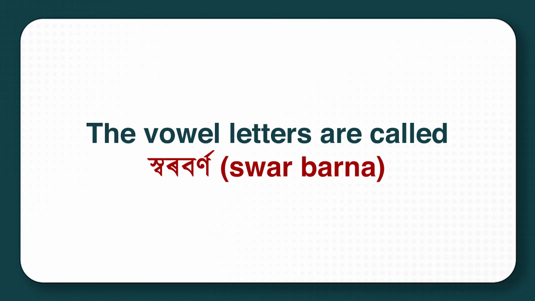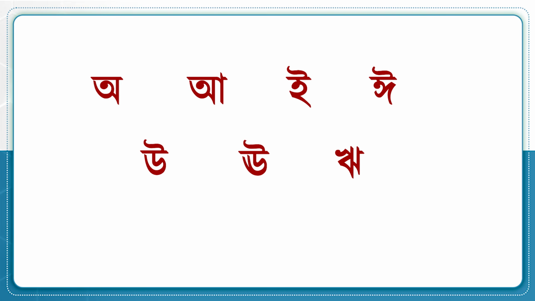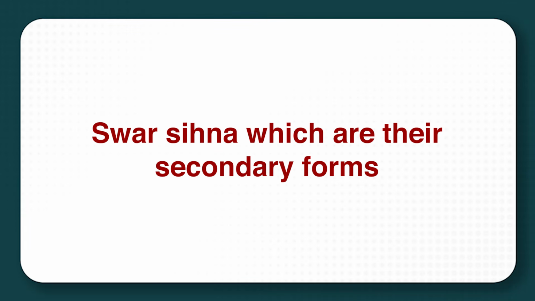The vowel letters are called Saravarna. They are A, A, Hrachoi, Dirghoi, Hrasho, Dirgho, Ri, A, Oi, O, O. These vowel letters are in their primary forms. They have their secondary forms known as Sarasehna. They are the combining forms that co-occur with the consonant letters.